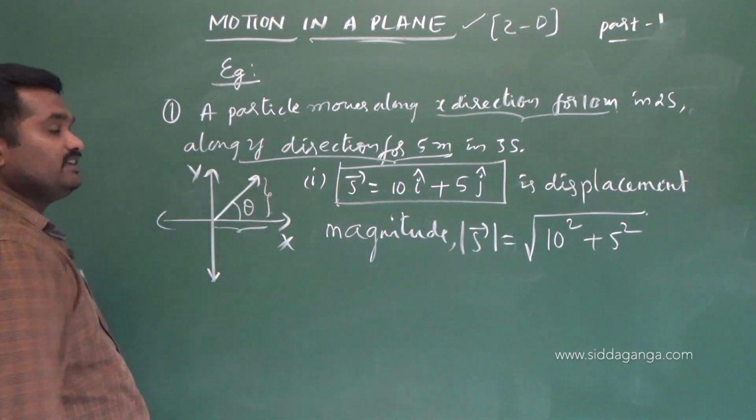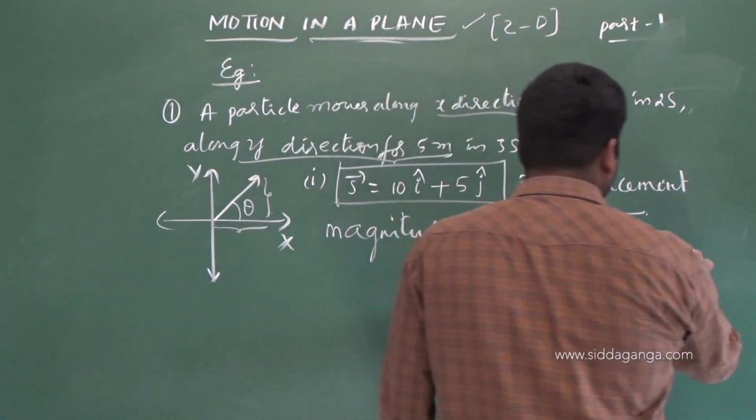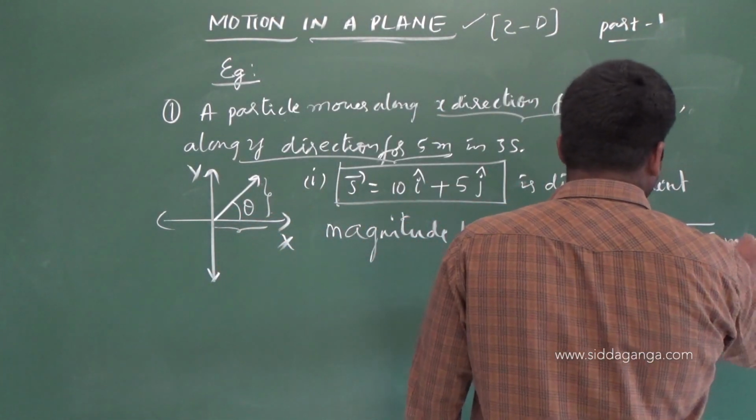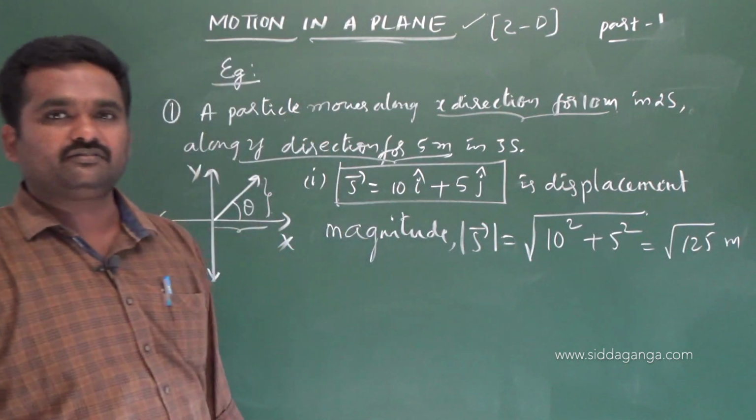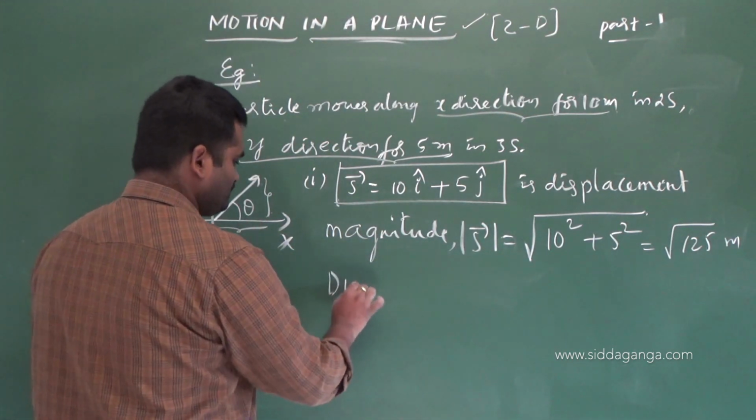This is the angle made, theta. Magnitude, how much did you get? Tell me. 100 plus 25 is what? Root of 125 meters. Let it be whatever it may be. Root of 125 meters. Theta, how to find out now? Direction of displacement.